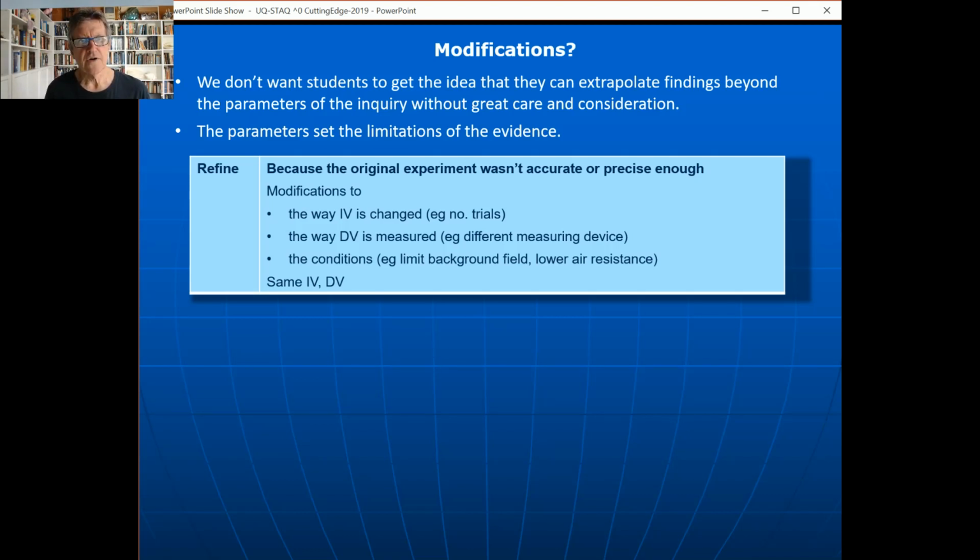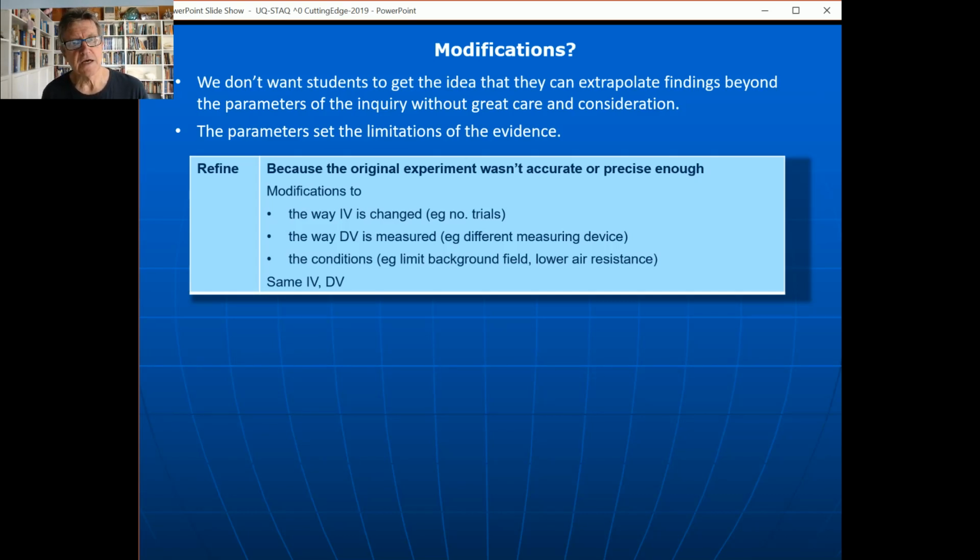Now you'd refine an experiment because you thought the original wasn't accurate or precise enough. Now that previous experiment was quite precise. You know, if you did it a couple of times, you find the error bars are quite small, but you don't know how accurate it is because you don't know what you're comparing it to. You don't know what the accepted value is.